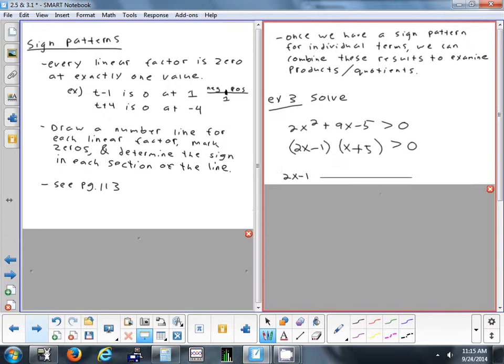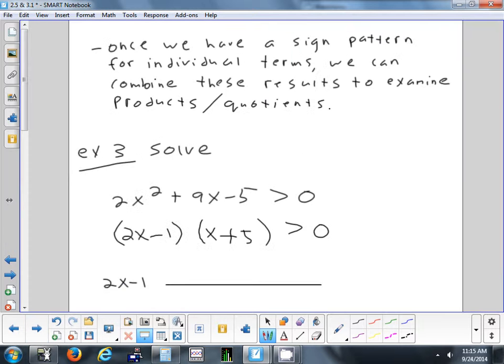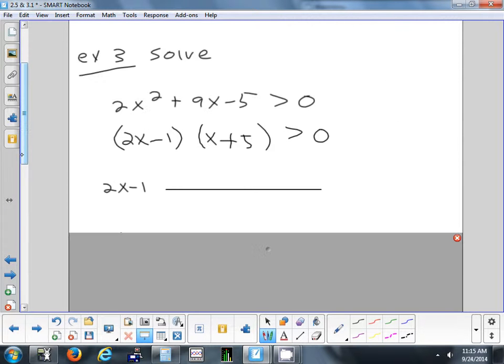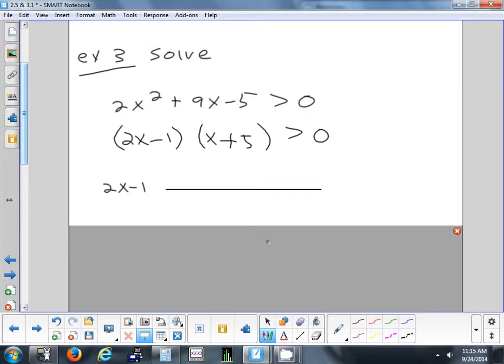So now what we're going to do is make a number line for each factor. Okay, first thing I have to do is find the root. I need to find the value of x that, if I plug it into 2x minus 1, would give me 0. What would that be if you solve it for x? Augustine? 0.5. Yeah, 0.5 or 1/2.